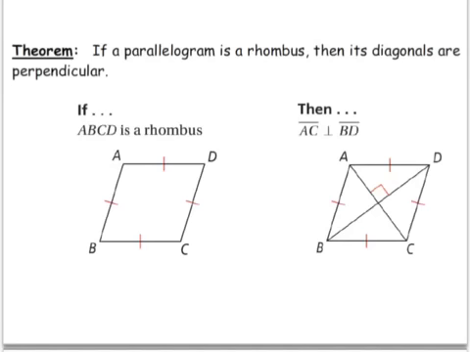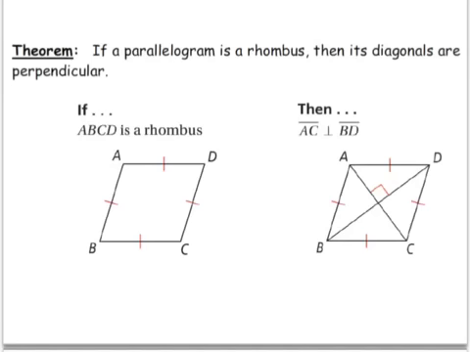Do you guys remember that? That one's pretty old, but we did learn that several chapters back. So AC would lie on the perpendicular bisector. Similarly, D is equidistant from A and C, so it's going to lie on the perpendicular bisector.